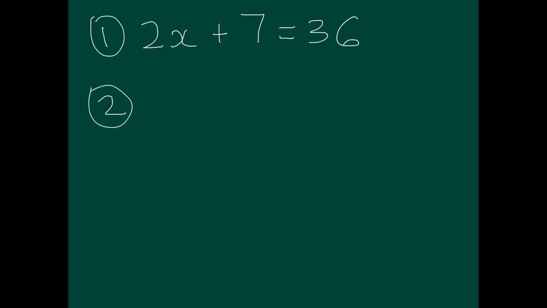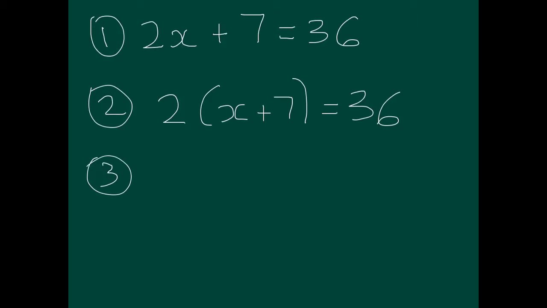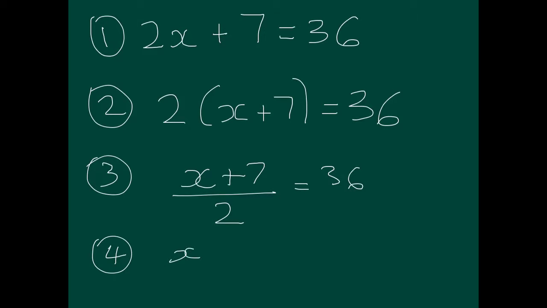So I'm going to start off and write the 4 different equations up here that we looked at today. So 2x plus 7 equals 36 is number 1. Number 2, the same but very different, was 2 times (x plus 7) in brackets equals 36. Number 3 was (x plus 7), all divided by 2, equals 36. And number 4 is x divided by 2, plus 7, equals 36.